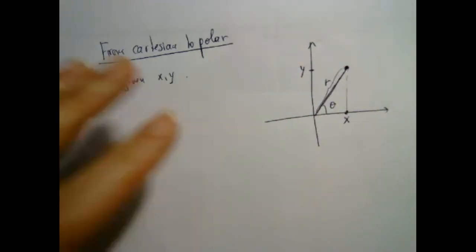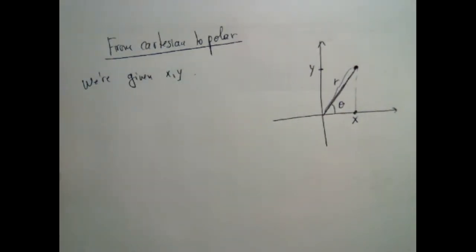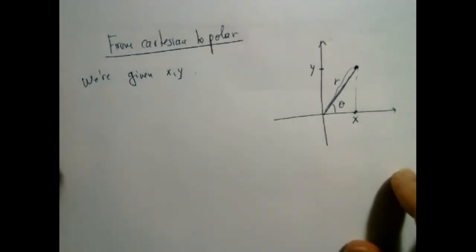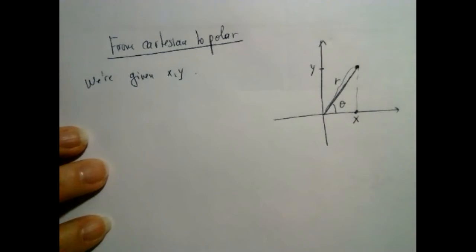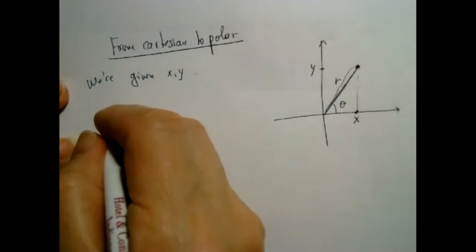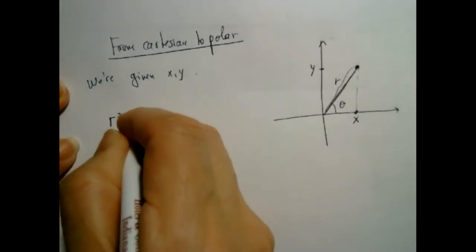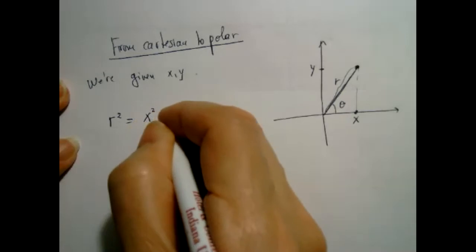Okay, how can I find r quickly? Anybody, how can I find r? Let's look at the picture. Pythagorean theorem. What does it tell me? It would be x squared plus y squared equals r squared. Yeah, we're done with r.